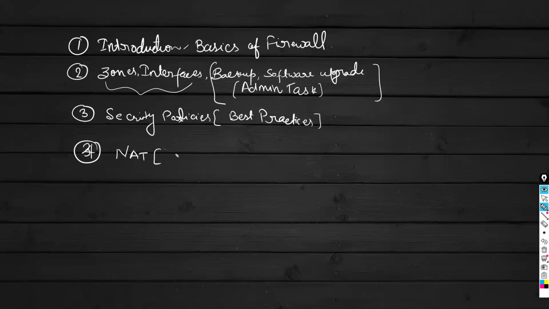Along with that, we'll cover source NAT and destination NAT. So these are the NAT types, depending on which IP is getting translated, either the source IP or the destination IP. Both concepts we will do as theory as well as lab.